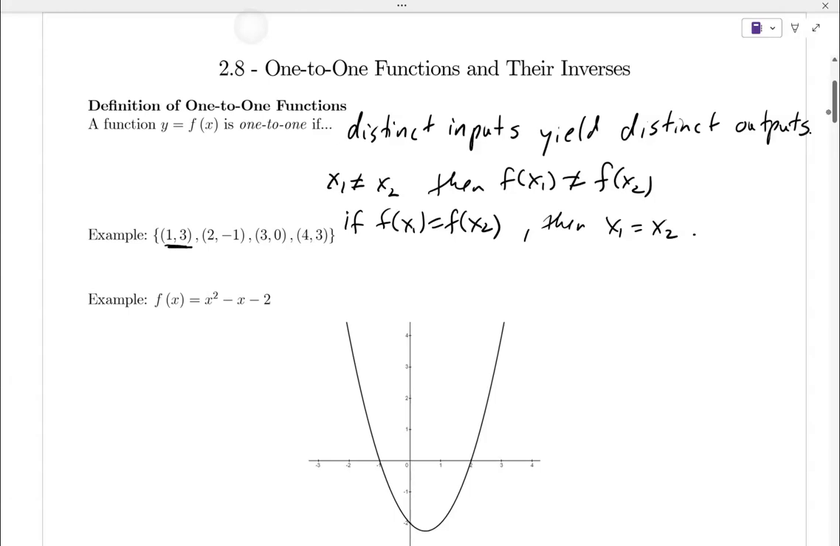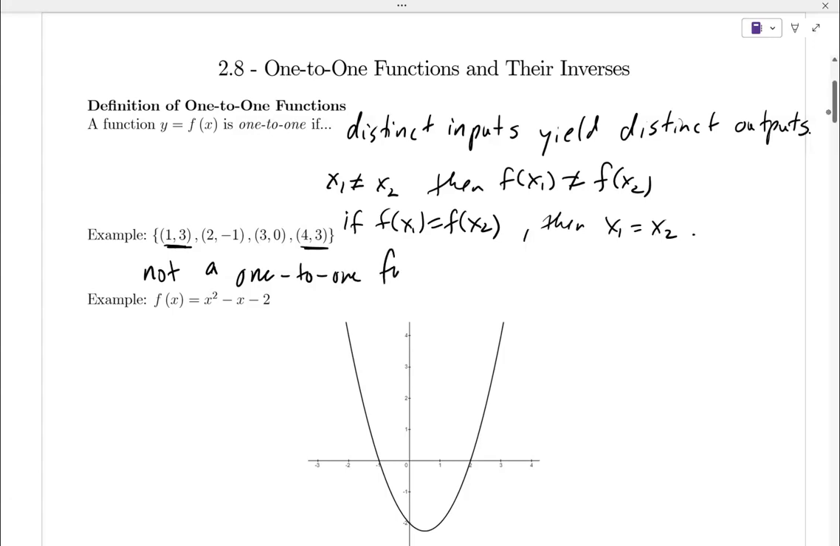Yeah. So here's input 1, output 3. Do you see another one that has an output of 3? Yeah, the 4, 3 right here. So this is not a one-to-one function. And again, if I write this in function notation, this says that f of 1 is the same thing as f of 4 because they're both equal to 3. So I found two different inputs that gave me the exact same output.